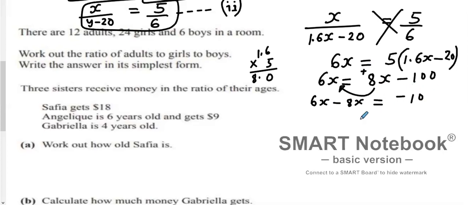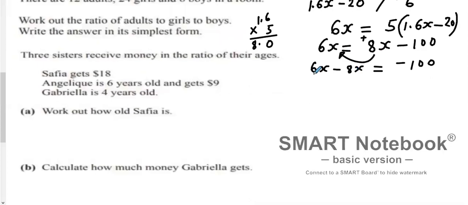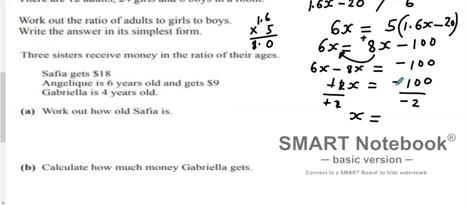See that? So to find the value of x here, this will be negative 2x equals negative 100. To find the value of x, you need to divide by negative 2. This will equal x equals, this turns into positive, 100 divided by 2, you get 50.